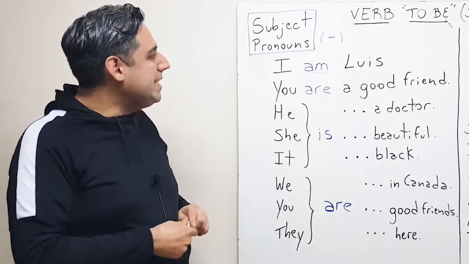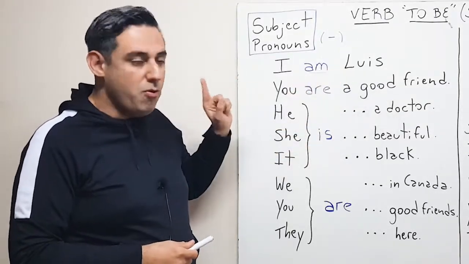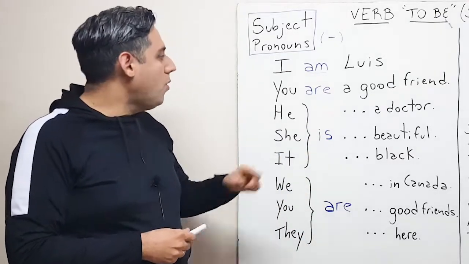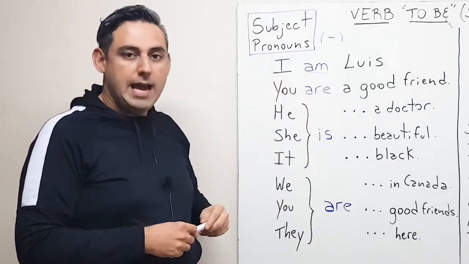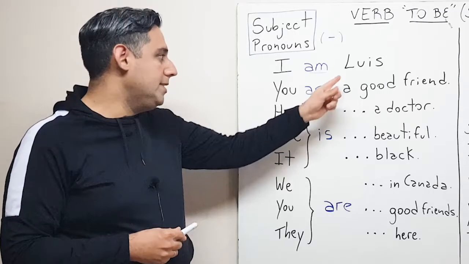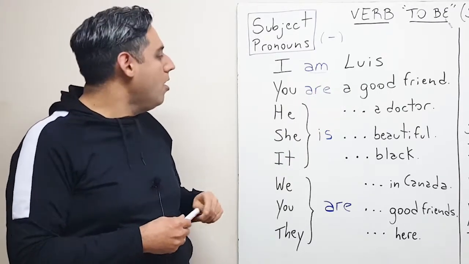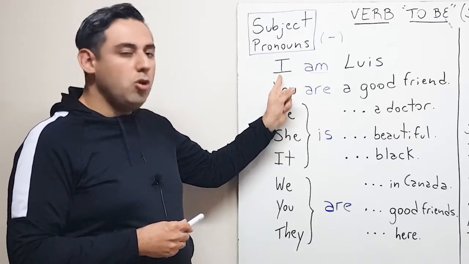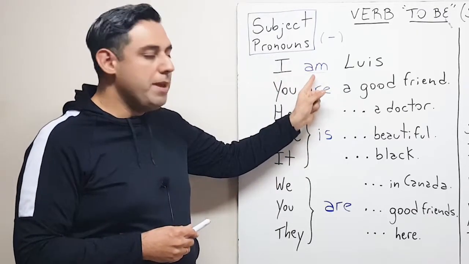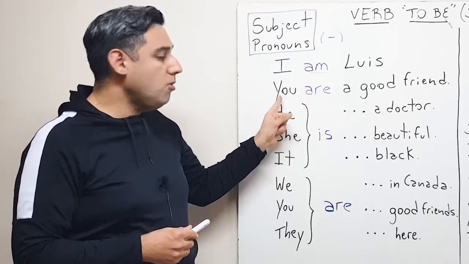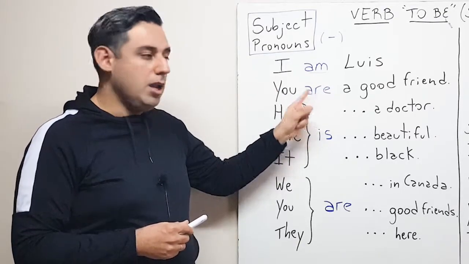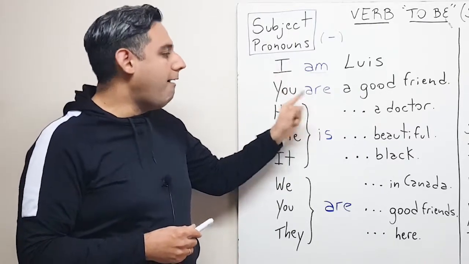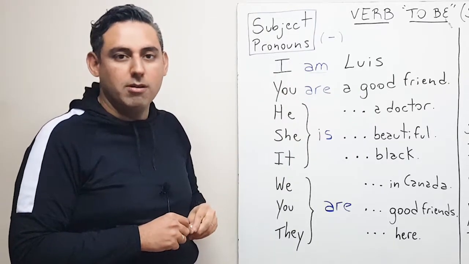What I want to say is that the verb to be has 3 forms: am, is, and are. So I can say, I am Luis. Luis is my name, actually. Or you can say, you are a good friend. I is always used with the verb form am, and you is always used with the verb form are. You are a good friend. I cannot say you am or I are. That would be completely wrong.